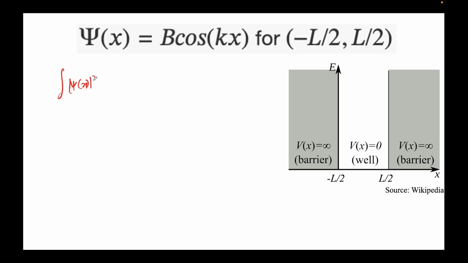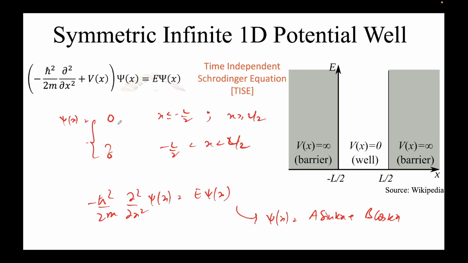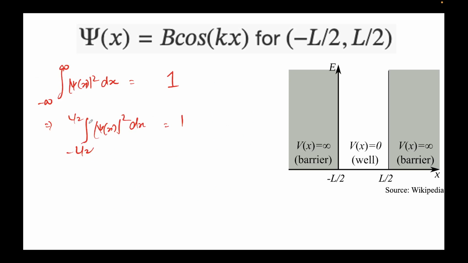So the integral of mod psi x squared dx from minus infinity to infinity should be 1. Why 1? Because the particle must exist somewhere, hence it should be 1. Outside this box, the values of psi are anyway 0, so I can modify this integral to minus L by 2 to L by 2. This is the very important step. Please remember that. Because psi x is 0 outside, remember we had talked about it. Outside this box, because the potential is infinity, the particle cannot be found here. Hence this integral reduces to minus L by 2 to L by 2.